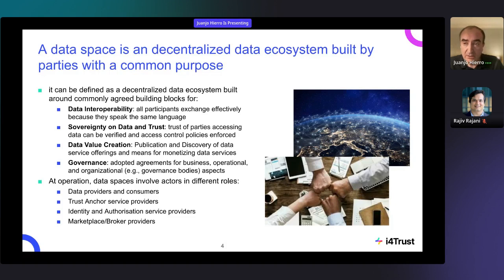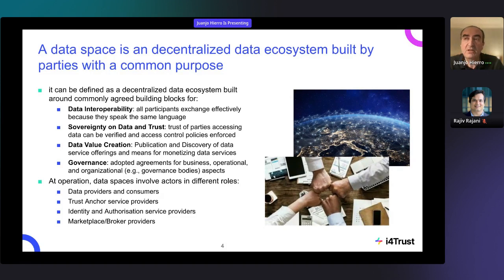Last but not least, still talking about technology building blocks. i4Trust, any data space, and of course, data spaces based on the i4Trust framework will bring components for data value creation, which are components easing the publication and discovery of data services and data service offerings, and also providing means how providers of data services will be able to monetize access to those data services.